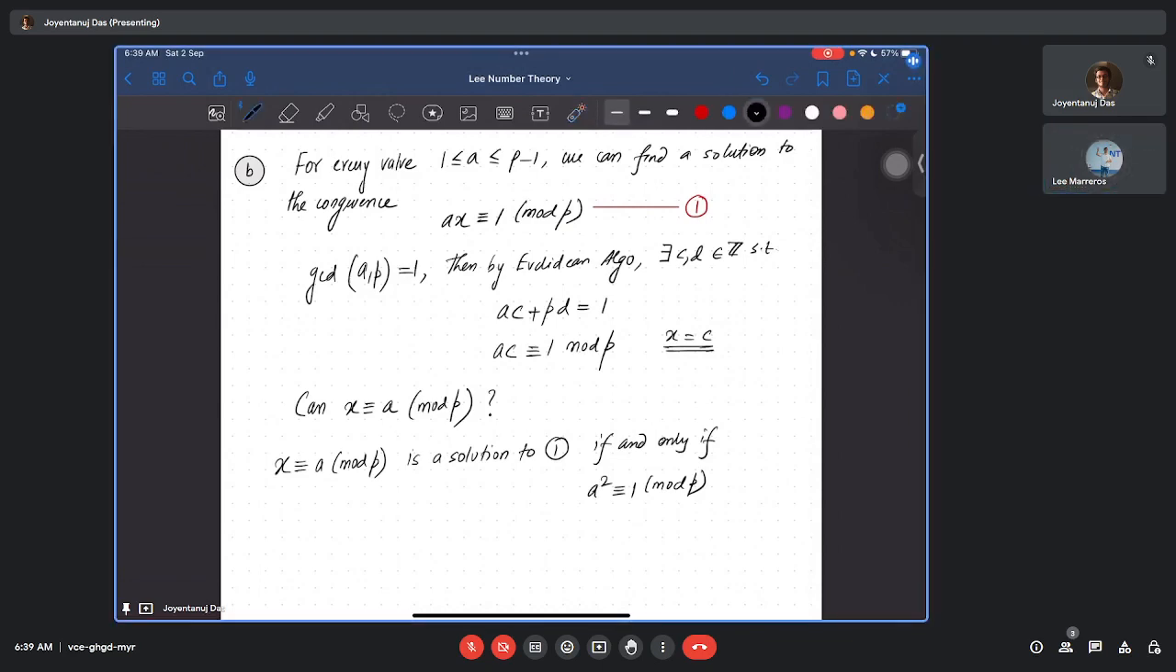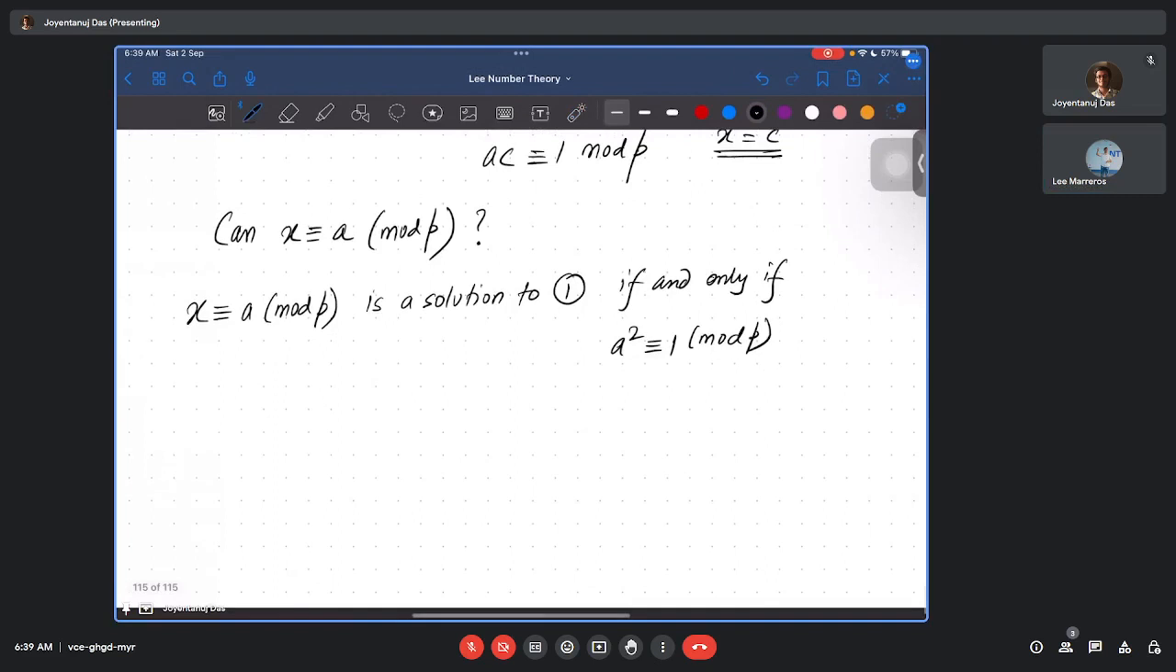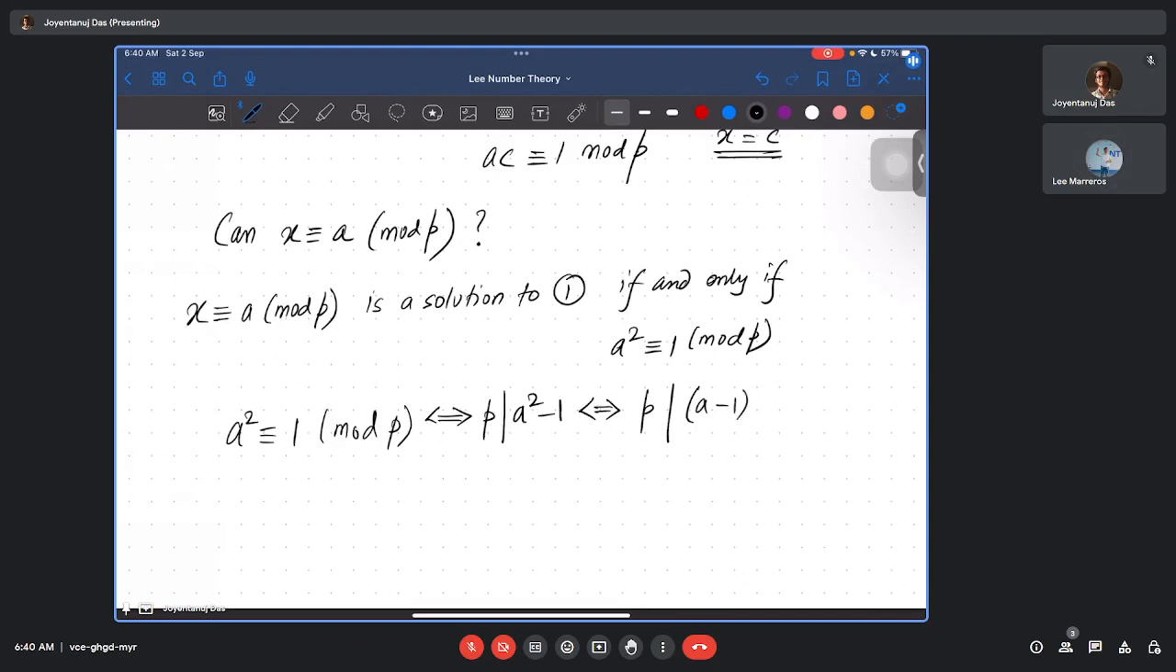So now let us try to understand when it is possible. For which values of a does a square equal 1 mod p? So a square is congruent to 1 mod p. This holds if and only if p divides a square minus 1. So p divides, I can factorize it as a minus 1 and a plus 1. Now since p is a prime, we have that p divides a minus 1 or p divides a plus 1.